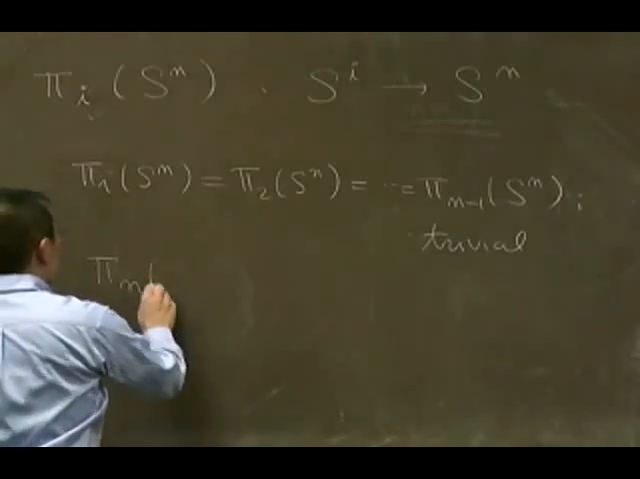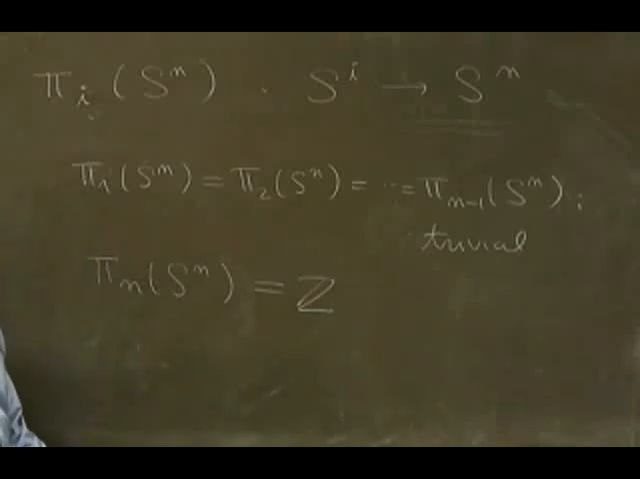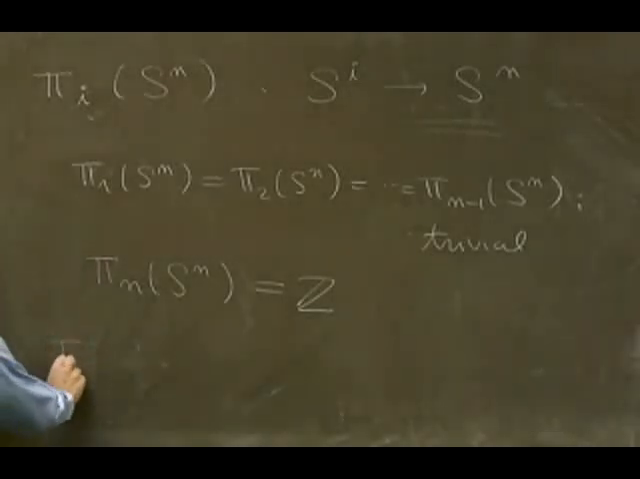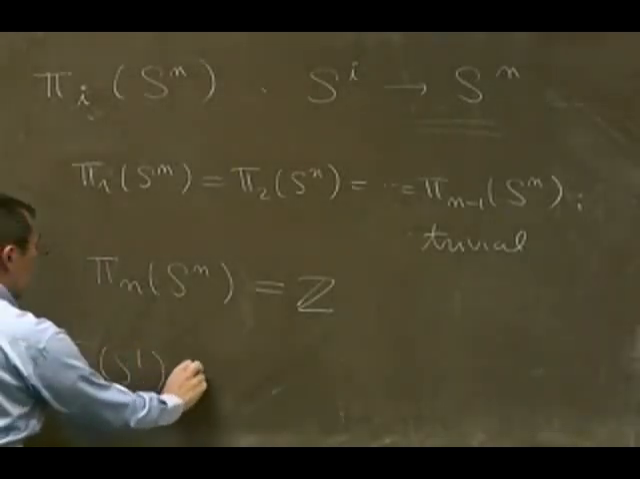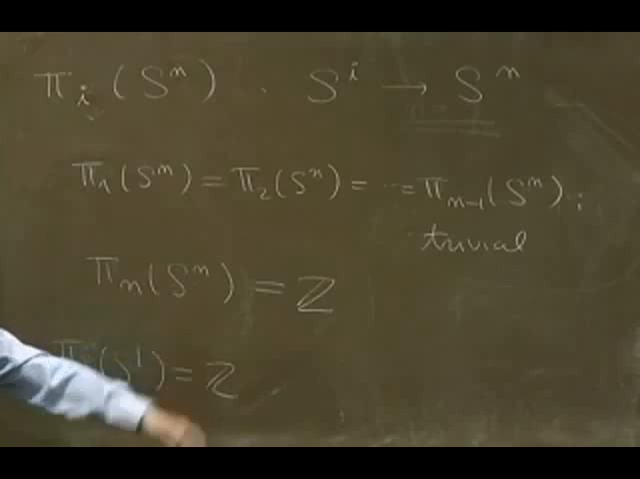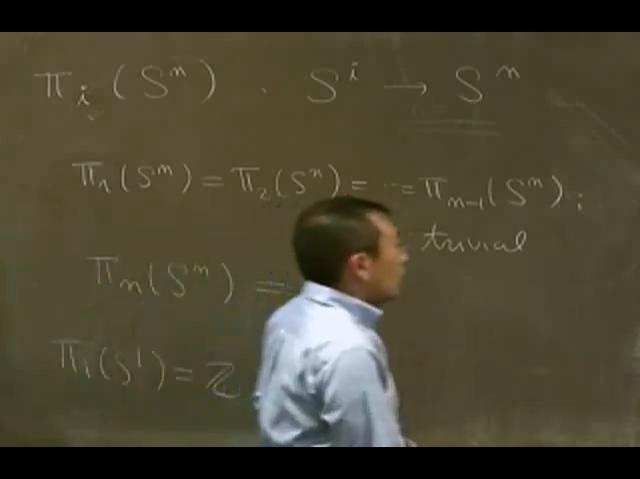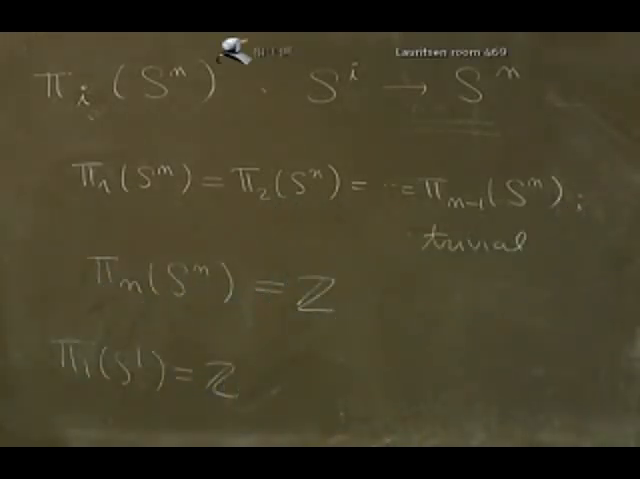Pi n of Sn is always Z. So for example, pi 1 of S1 is Z, and we already saw that this is the winding number. That is, when you map a circle to a circle, you can wrap the circle n times. So that's a winding number, and this is a generalization of that winding number. So these are trivial classes.